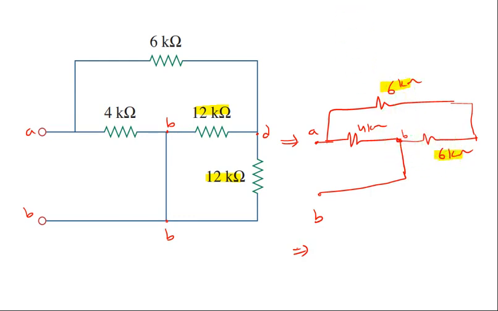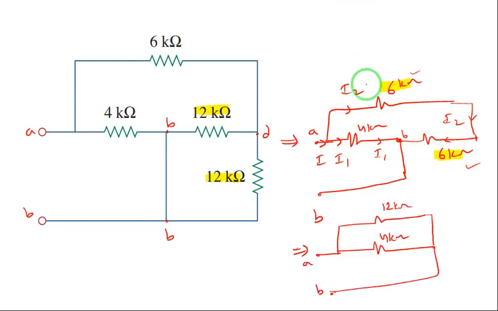Why is it so? Just understand here. For example, if a current I1 is sent here, in this I1 current will flow, and in this, for example, I2 current will flow. The same current flows through the 6 kilo ohm and 6 kilo ohm, that is why these two are in series. Therefore the resultant becomes, so it will appear like this.